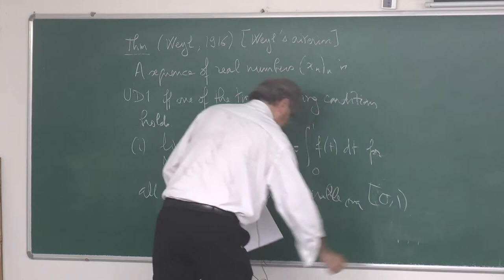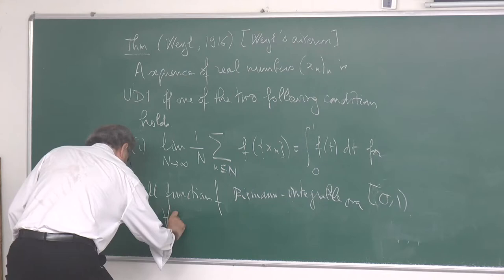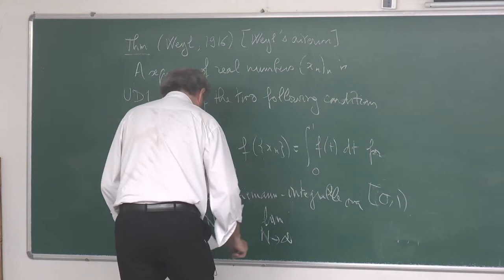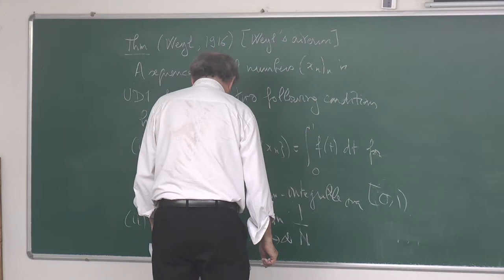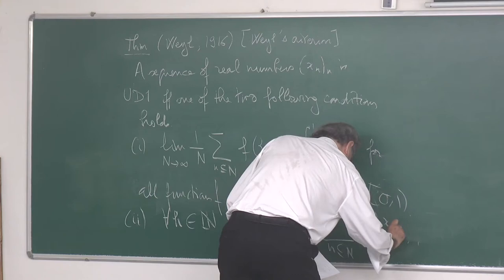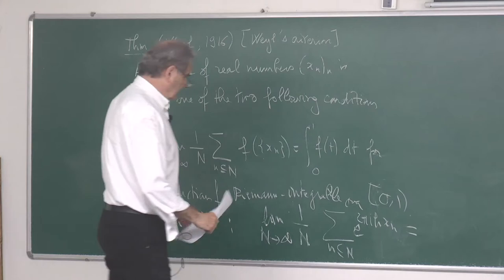You may put it closed, there is no problem about that. And the second one is that for any h which is a positive integer, the limit as N tends to infinity of 1 over N, the summation n up to N of e to the 2 pi i h x_n, then you don't have to put the fractional part because this is periodic with period 1, is equal to the integral of this function. But if h is larger than or equal to 1, the integral of this function is 0.